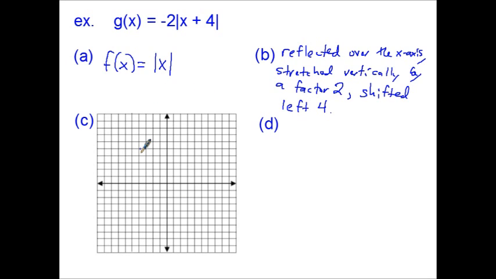Alright, but moving along. C, we're asked to graph it. And so basically you're just translating the stuff you wrote in B onto the graph based on the original function, what f was.